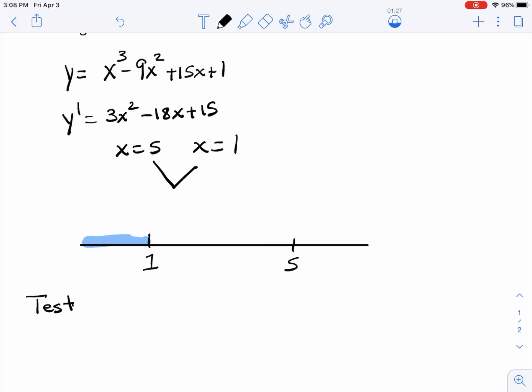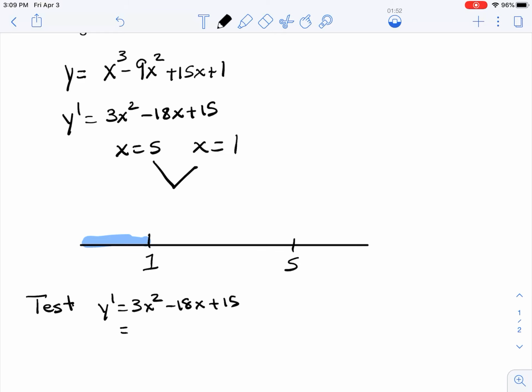Now keep in mind, it's called the first derivative test, so I need to use my first derivative, not the original function. What I like to do is pick the easiest numbers that I can come up with so I don't have too much work to do. So a number to the left of 1, the easiest one I can think of is going to be 0, but you could pick any number. But pick the smaller numbers to help you out a little bit more.